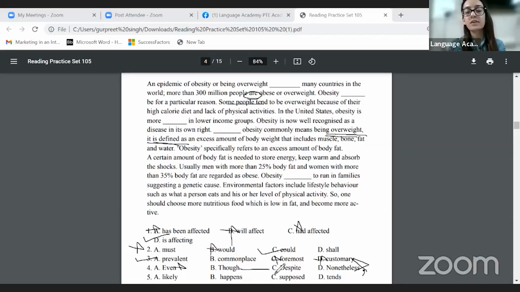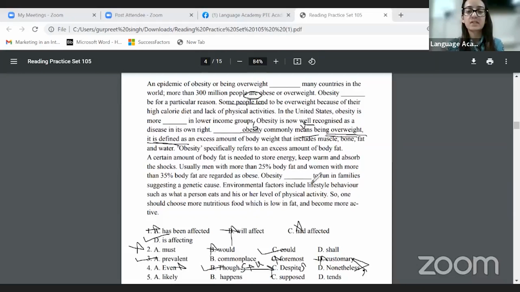Now out of though and despite, we have a simple rule. Though comes if you have a subject plus verb, and despite comes when you only have the subject or the noun, means there is no verb given. But if you look at this sentence, obesity is the subject here and means is the verb. So that means we have to go with though. We cannot go with despite. Though obesity means being overweight, it is defined as this.